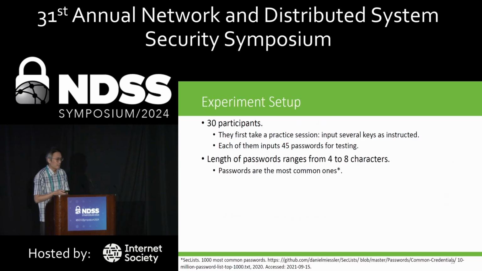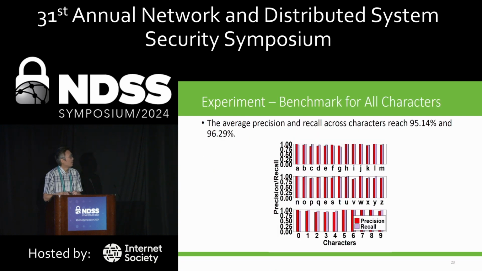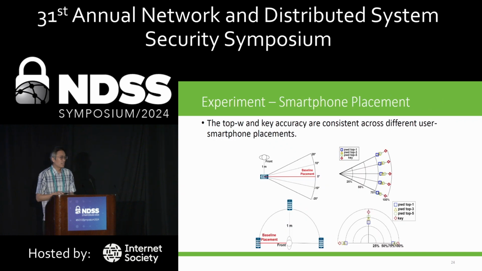For the experiment setup, we select 30 participants. Each one will input 45 passwords with a length of 4 to 8. We measure the accuracy for each key, and we see the precision and recall across each key around 95 to 96%. We also investigate the impact of smartphone placement. Here we consider 5 rotation offsets and 3 base placement offsets: in front of the user, behind the user, and on the side of the user. We see that in most cases, the performance seems stable.